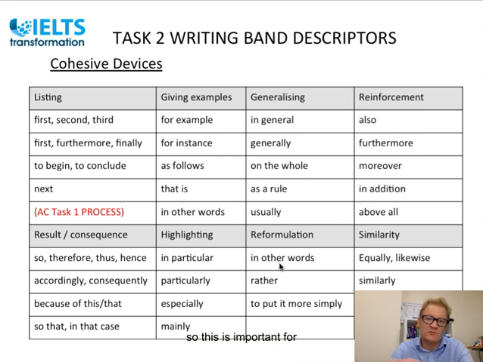Reformulation, so this is important for paraphrasing, which we do in the writing, but we especially do in the speaking test. In the speaking test, the listener is listening for a paraphrase. Similarity. So again, this is important for the Task 1 writing, isn't it?